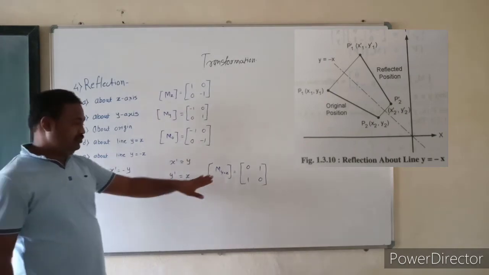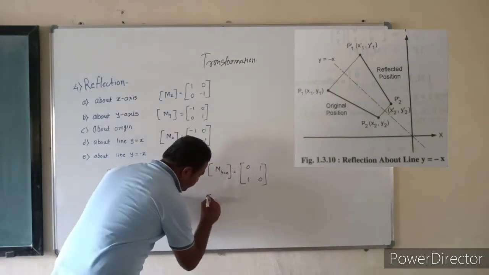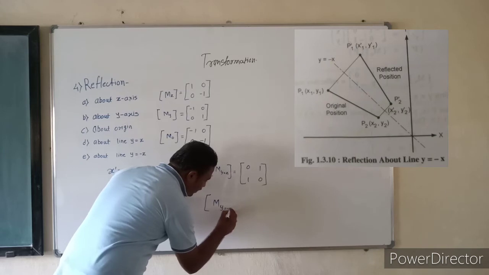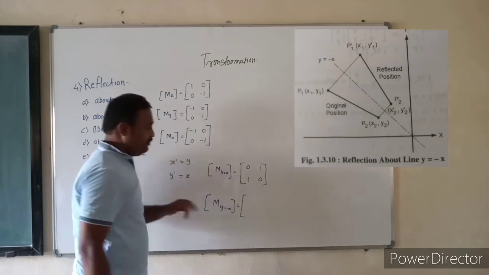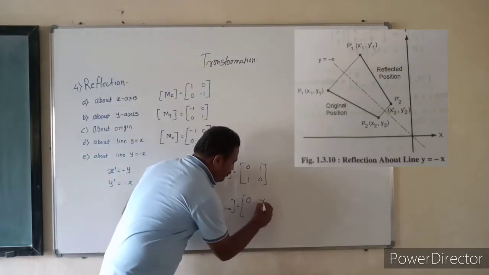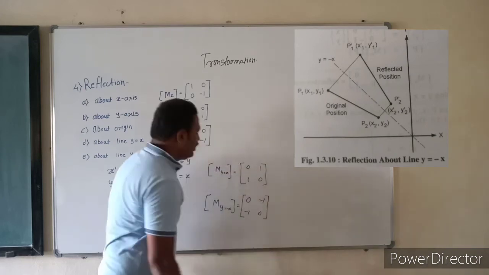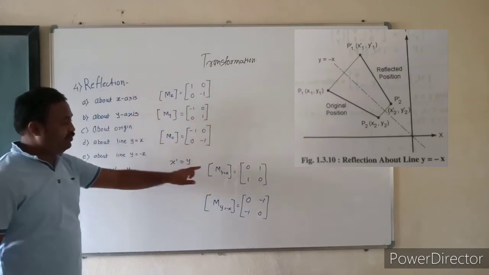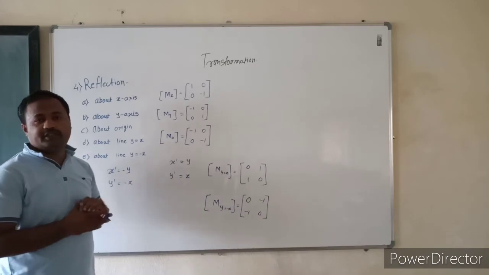Hence, for finding the new coordinates, the matrix for y is equal to minus x is similar but with negative values: 0, -1, -1, 0. This is the reflection. There are 5 types of reflection. Go for next.